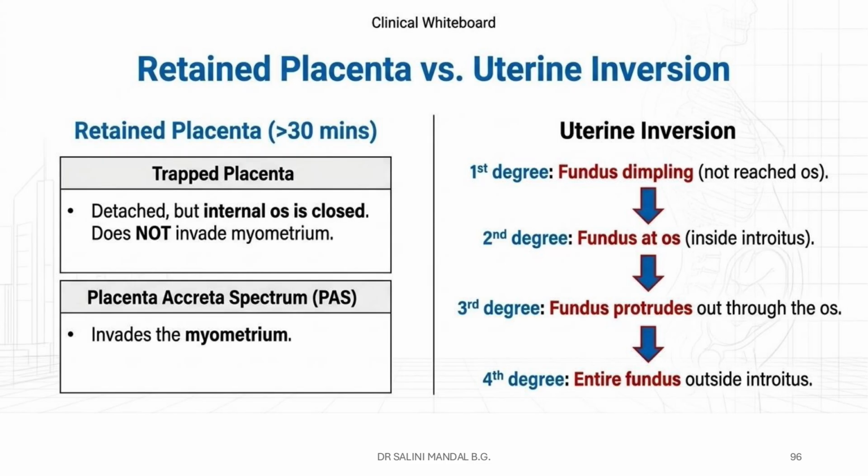So uterine inversion, what is going to happen? First degree is fundal dimpling; it does not reach the os. Second, the fundus is at the os, near the introitus, so inside the introitus. And finally, the fundus will protrude out through the os. And later, the entire fundus is outside the introitus. That is fourth degree.